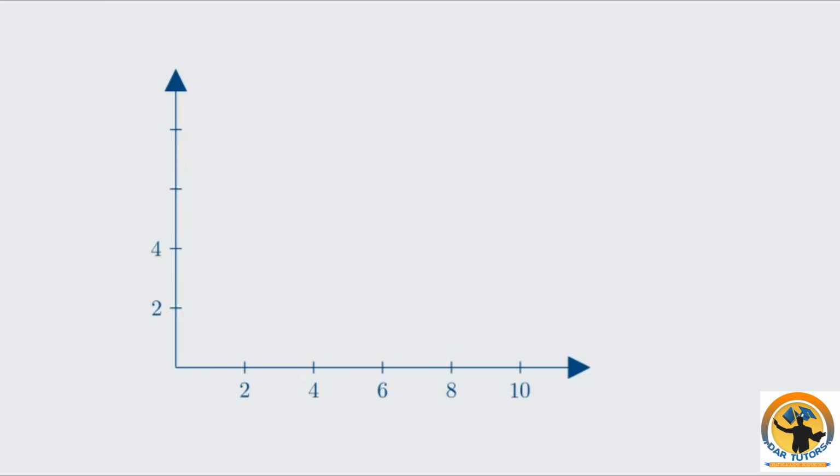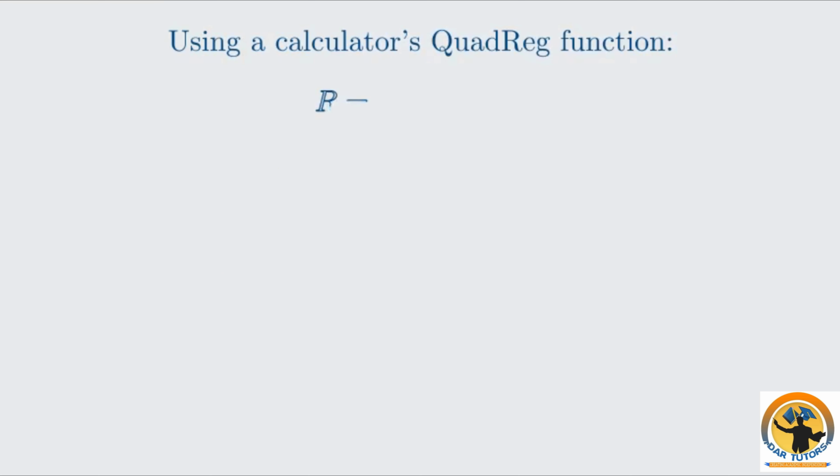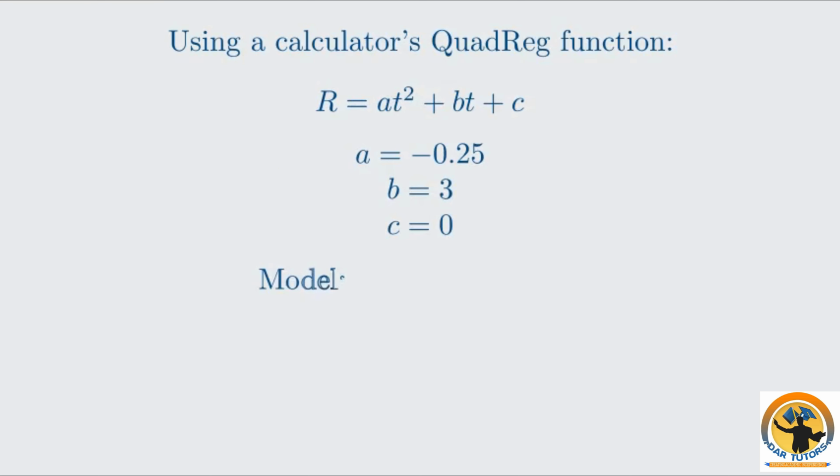A scatter plot of revenue R versus time T shows a parabolic shape, reaching a peak around year 6 and then falling, confirming that a quadratic model is appropriate. We input the data into our calculator's statistical lists and select the quadratic regression tool, often labeled QuadReg. The calculator returns the coefficients for the model in the form y equals ax squared plus bx plus c.